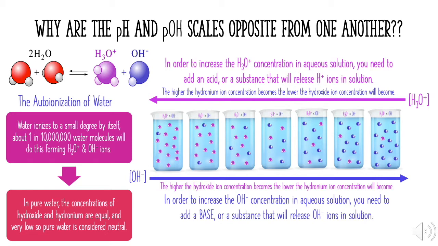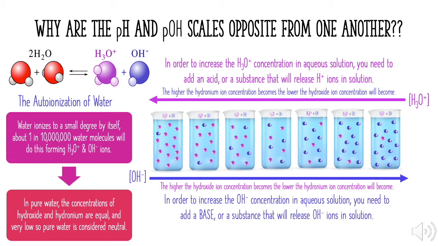And so if I wanted to do that, then I would have to add a base to this solution, something that is going to dissociate and release hydroxide ions. If I do that, and moving through the beakers off to the right now, you'll notice that the hydroxide ions, or the blue particles, are getting more and more abundant in each beaker, and the hydronium ions, or the red particles, their concentration is dropping as the hydroxide ion concentration increases.